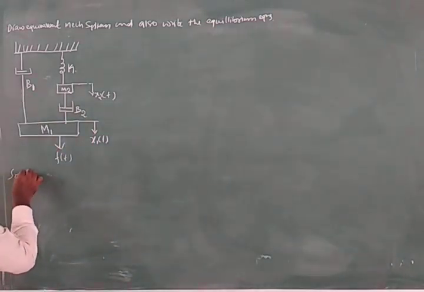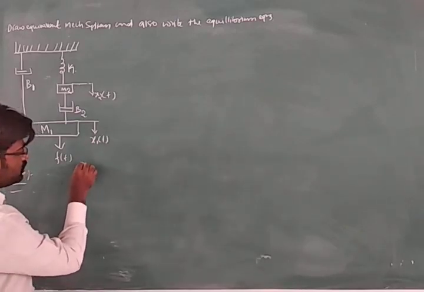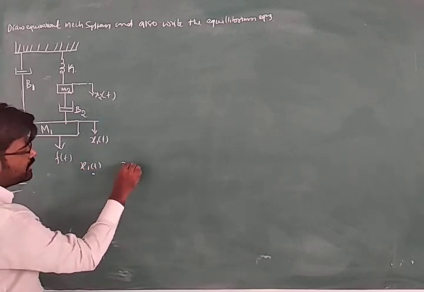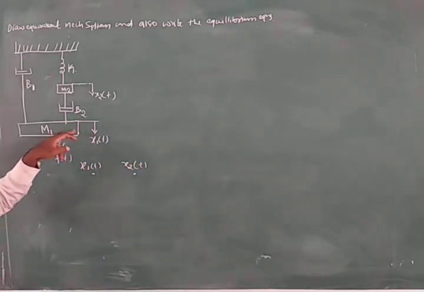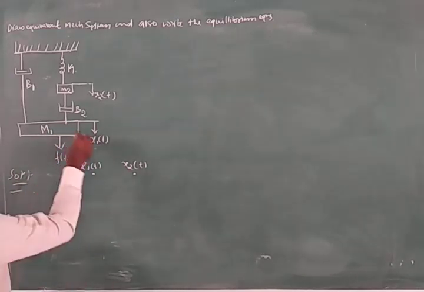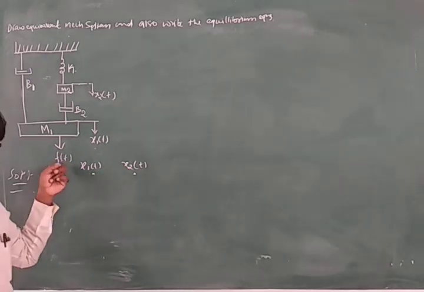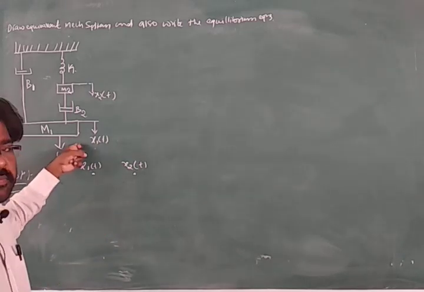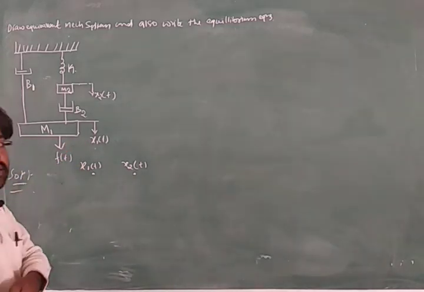Solution. So how many nodes are there? Two nodes. This is x1 of t, and this is x2 of t. Now see, what elements are connected across x1, or what elements are influenced by x1? M1 is getting influenced. First you see the applied force: towards which displacement is the applied force there? To x1 we are applying the force.